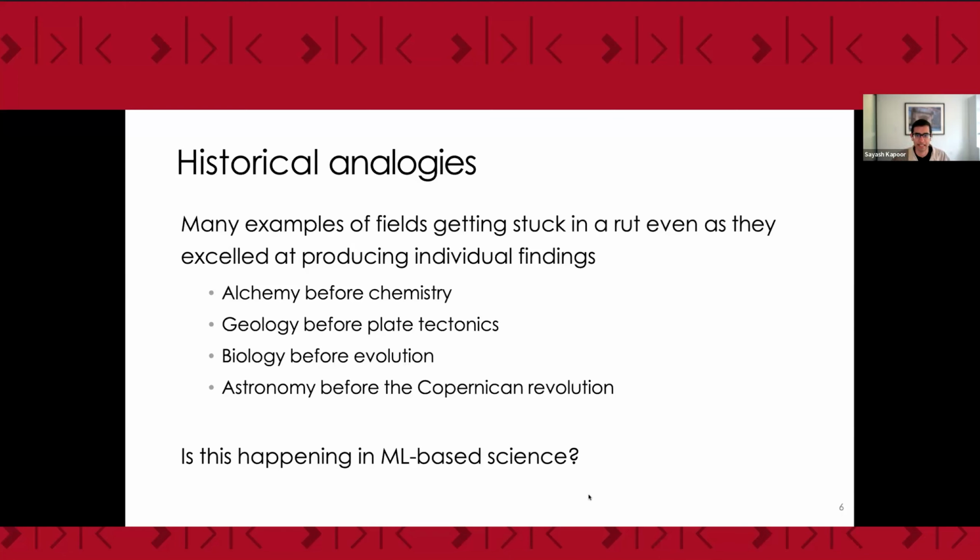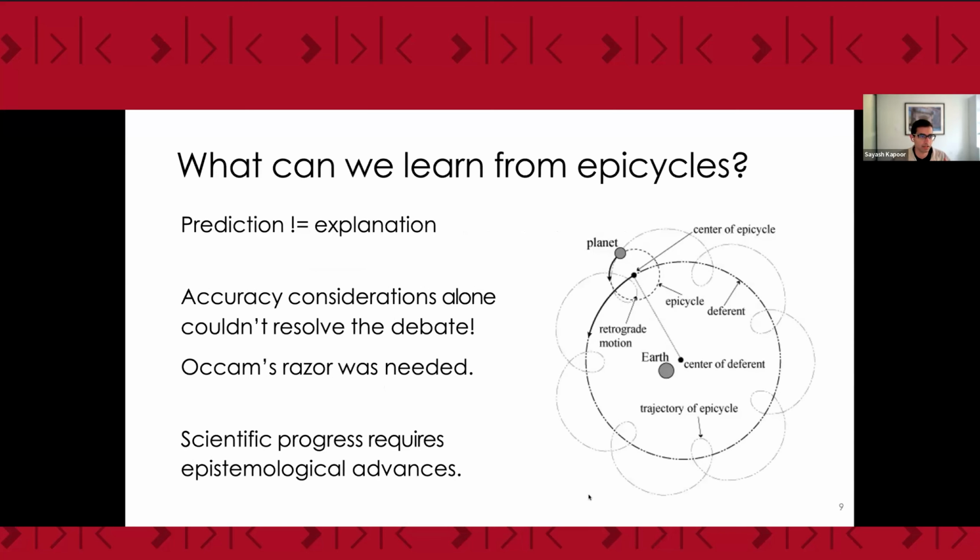We've seen this with, for example, alchemists who developed lots of techniques for distillation and crystallization and so on. But yet, before modern chemistry, their interpretations were really couched in this mystical language about the world. We've seen this with geology before plate tectonics. We've seen this with biology before evolution. And in fact, perhaps one of the most important examples can be astronomy before the Copernican revolution.